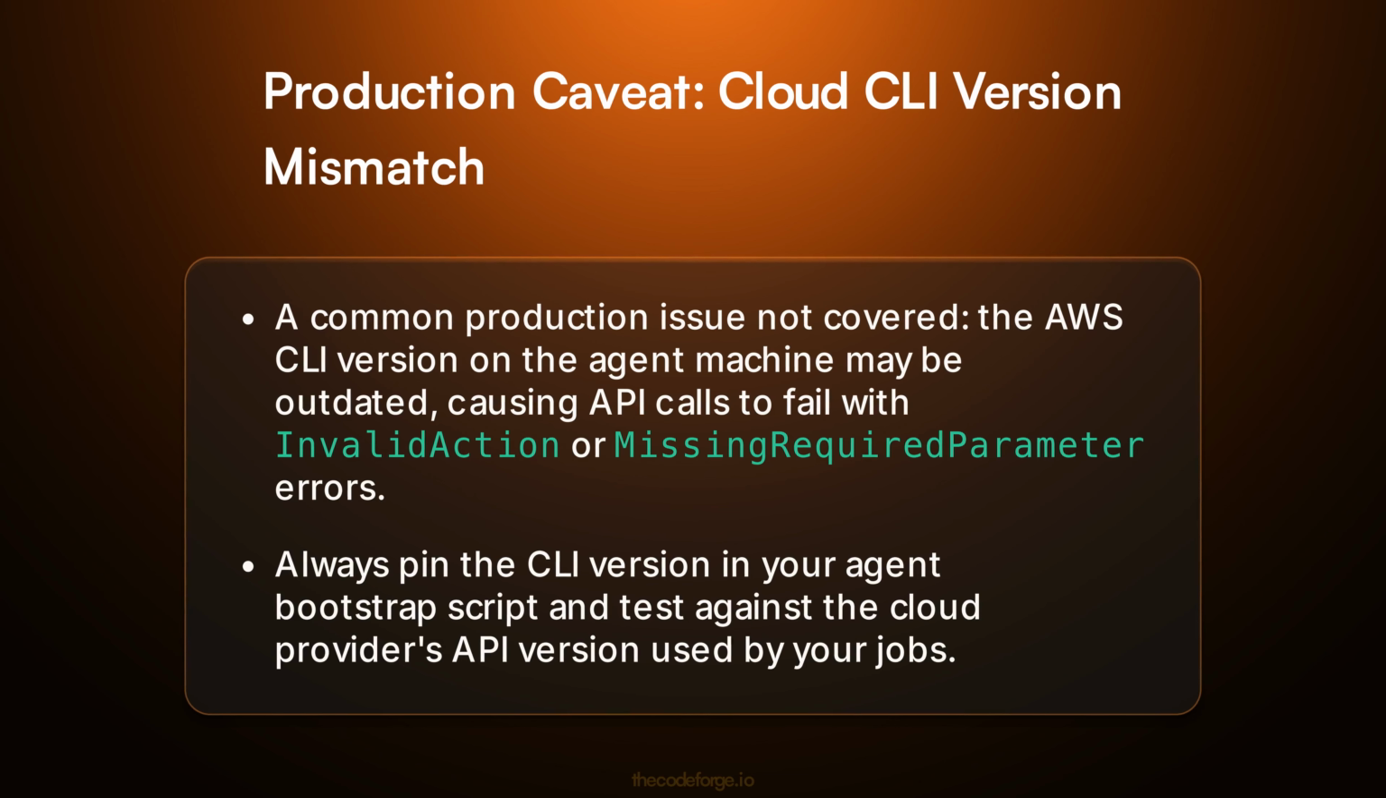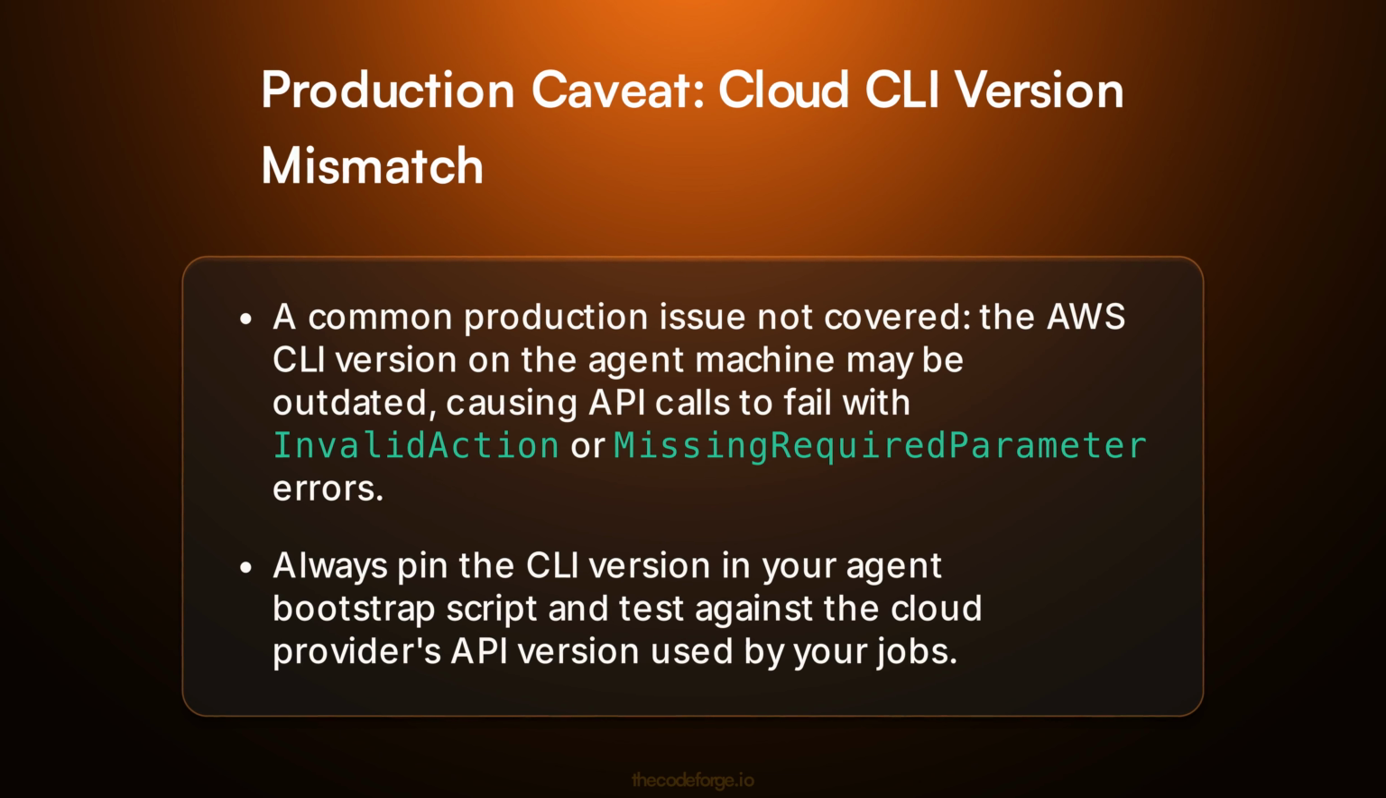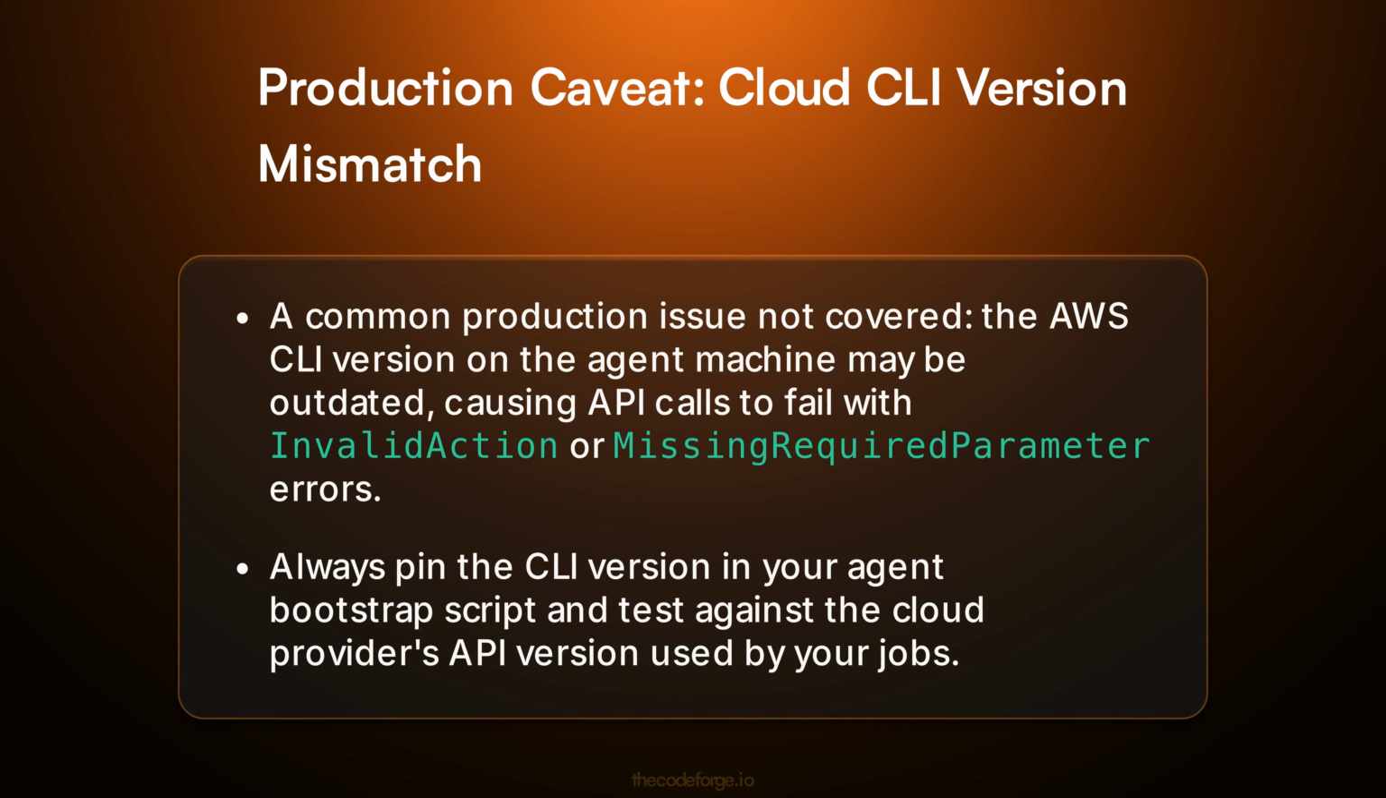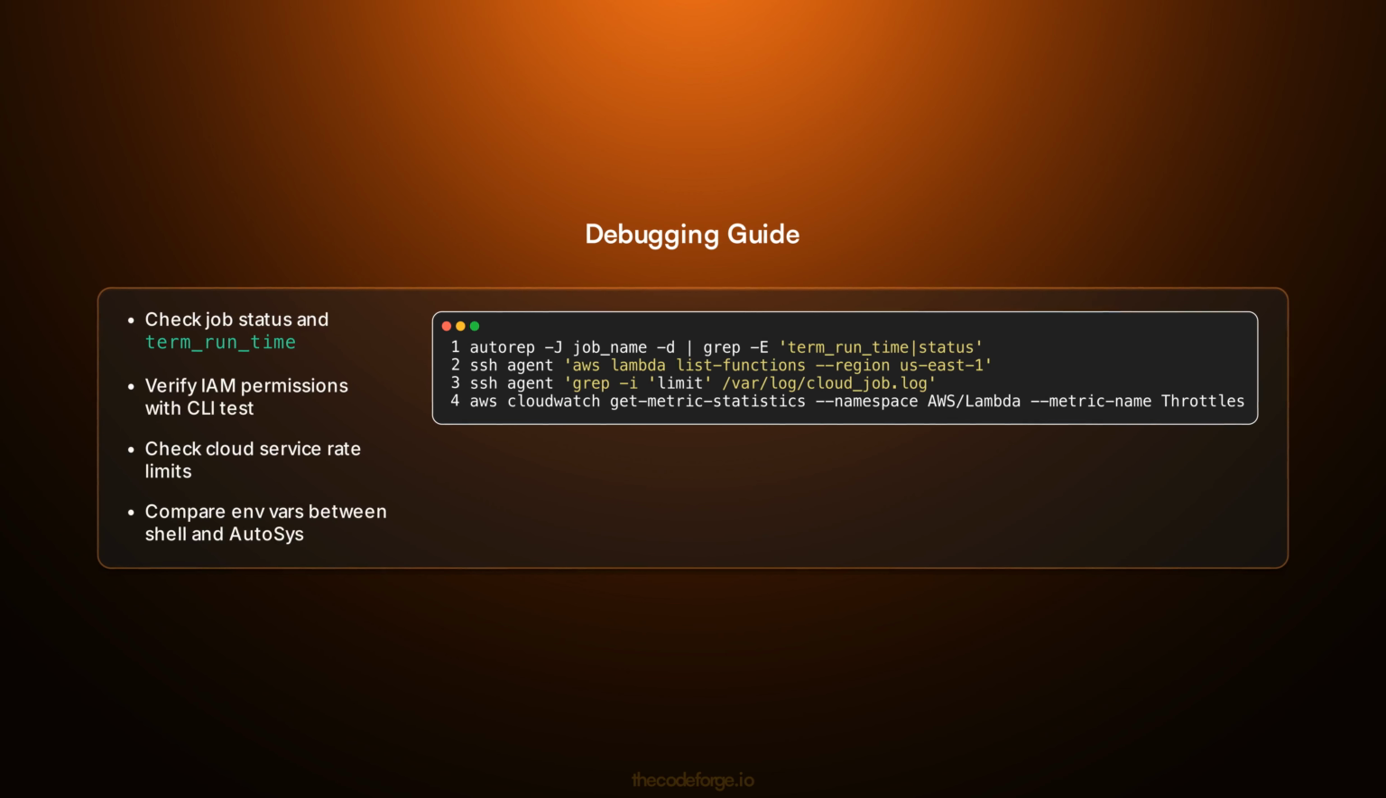A common production issue not covered: the Amazon Web Services CLI version on the agent machine may be outdated, causing API calls to fail with invalid action or missing required parameter errors. Always pin the CLI version in your agent bootstrap script and test against the cloud provider's API version used by your jobs. Here's a quick debug guide.